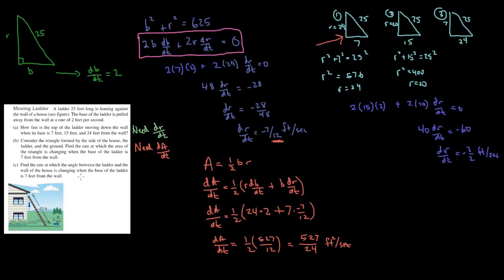Now let's look at part C here. Part C says find the rate at which the angle between the ladder and the wall of the house is changing, again, when the base is 7 feet away from the wall. So now we're talking about this angle up here, theta. How fast is it changing? Clearly, as the top of the ladder moves down, the base goes out. I think this angle is going to be getting bigger. That's what it looks like to me. So let's see how that plays out. Let's see here. So how are we going to relate theta?